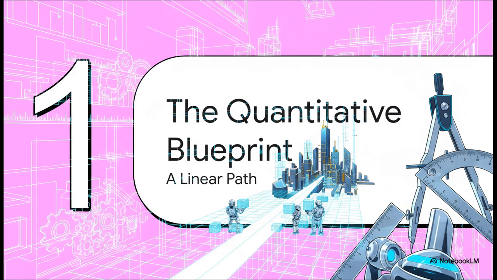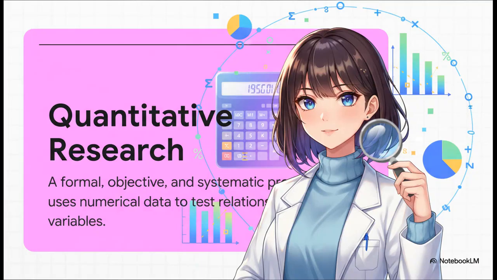All right, first up, this straight line. This is the world of quantitative research. The best way to think about it is like an architect's blueprint. Everything is planned out, structured, and you follow a very clear step-by-step process. So what is it exactly? Well, at its heart, quantitative research is all about numbers. It's this formal, objective process where you use numerical data to measure things, test relationships between them, and see if one thing causes another. It's basically about translating the world into numbers so we can analyze it with statistics.